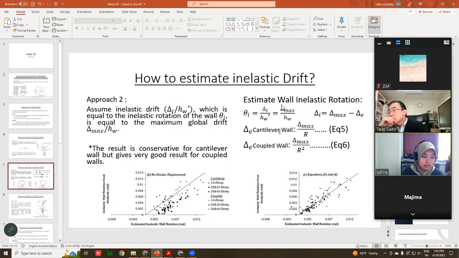They also have two different elastic displacements for the cantilever wall and the coupled wall. The result is very conservative for the cantilever wall, but it is a very good result for estimating the coupled wall. This is for inelastic displacement. This is by using equations 5 and 6.